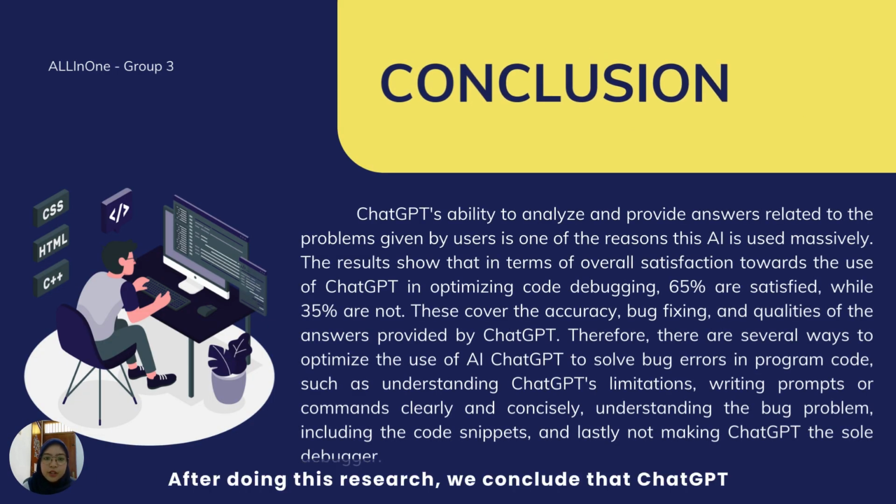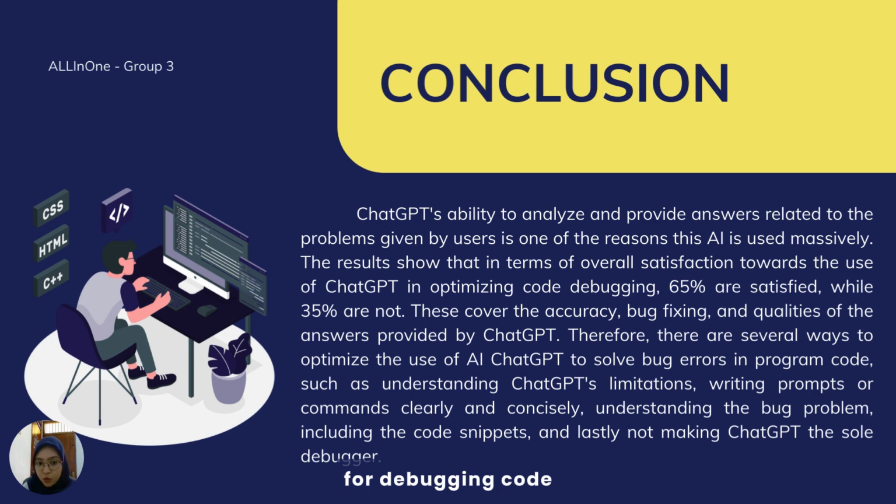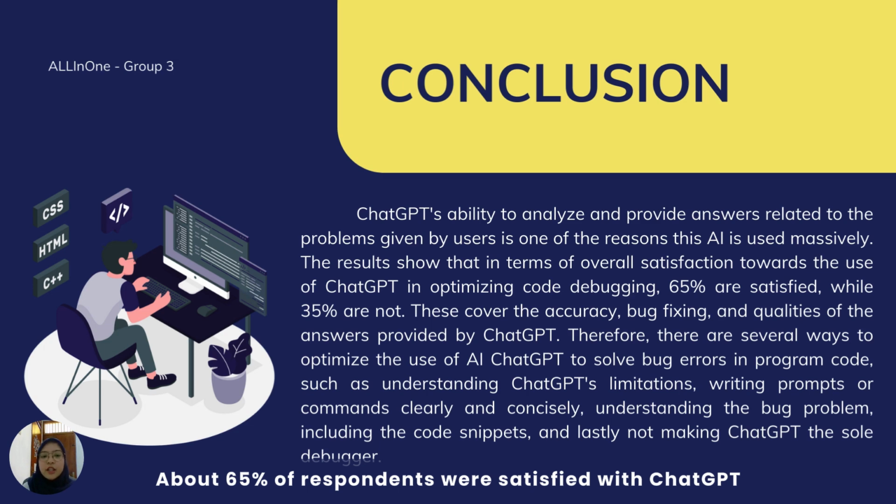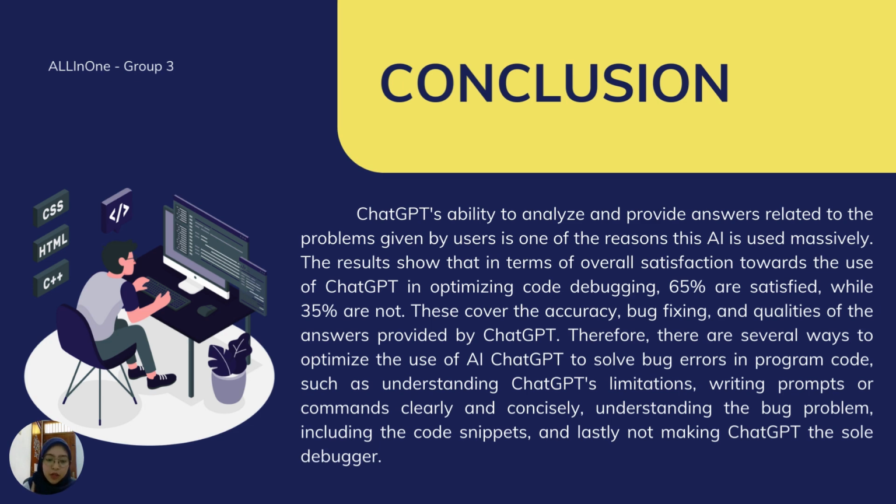After doing this research, we conclude that ChatGPT is very helpful for students majoring in software engineering technology at the College of Vocational Studies of IPB University for debugging code. About 65% of respondents were satisfied with ChatGPT's assistance, including accurate answers, bug fixing, and also answering questions.